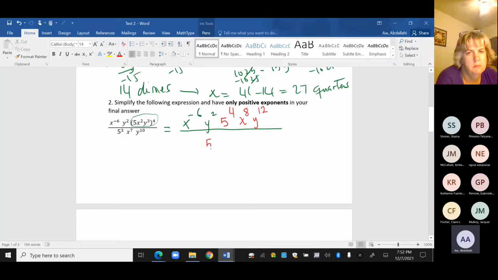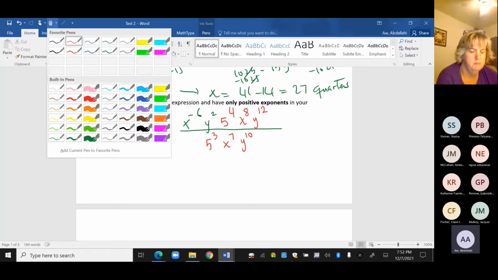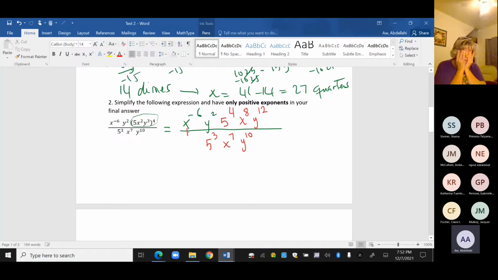So, here we have 5 to the 3rd power, x to the 7th power, and y to the 10th. Now, look, I see here one negative power that I'm glad to move down, right? When I move it down, it becomes x to what power? X to the 6. So I can erase this one because I moved it down.